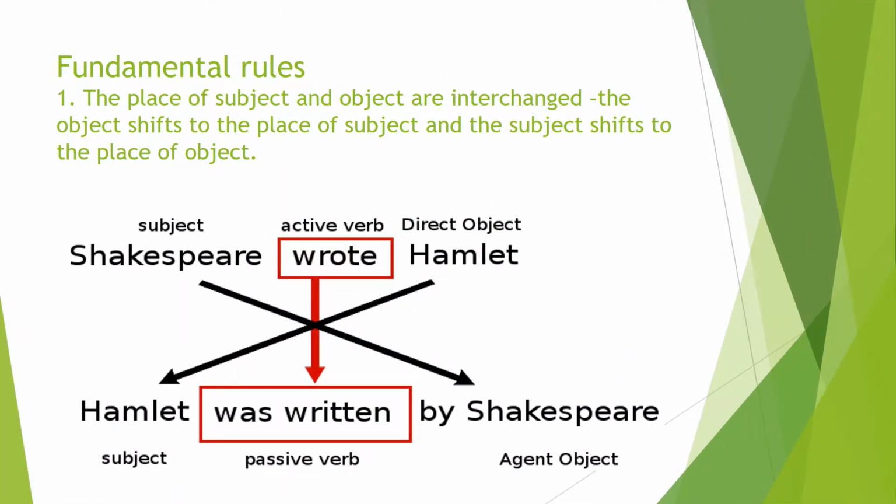Fundamental rules. The places of subject and object are interchanged. The object shifts to the place of subject and the subject shifts to the place of object. For example, Shakespeare wrote Hamlet. Hamlet was written by Shakespeare.